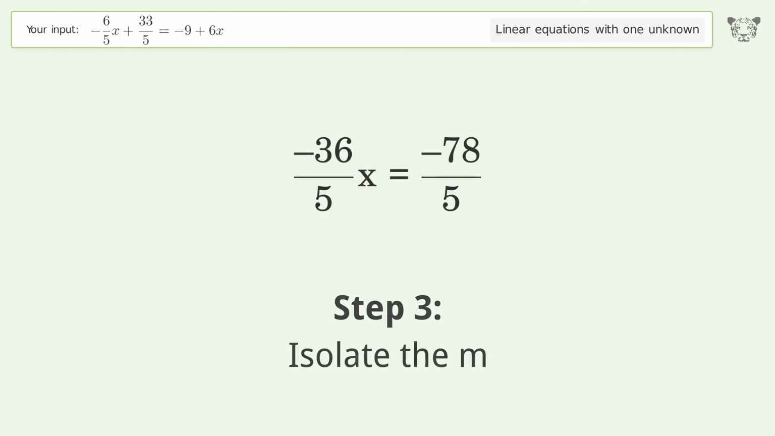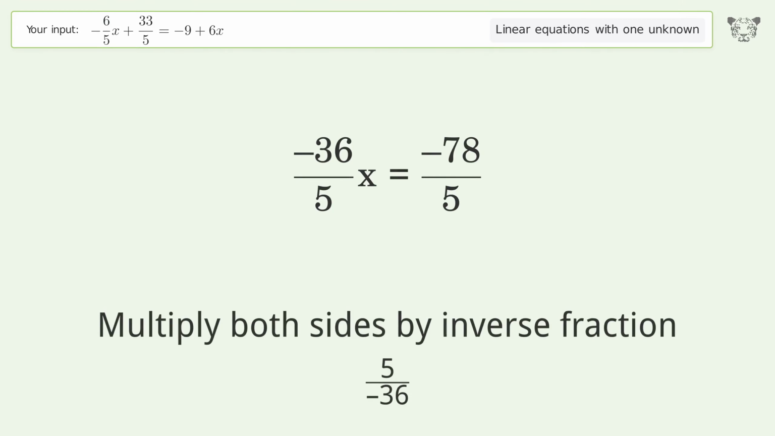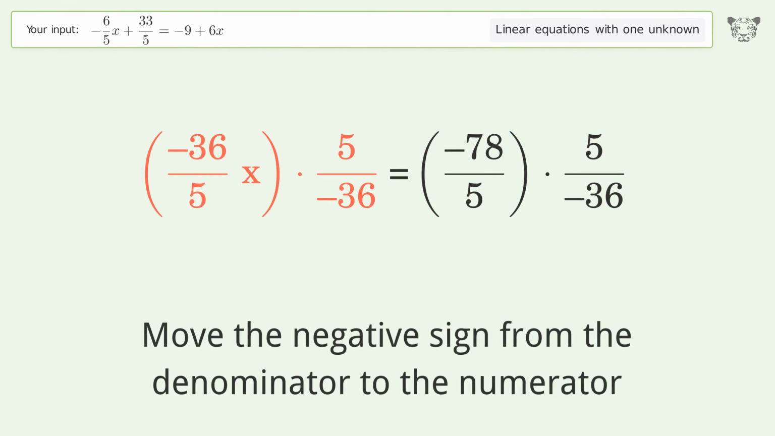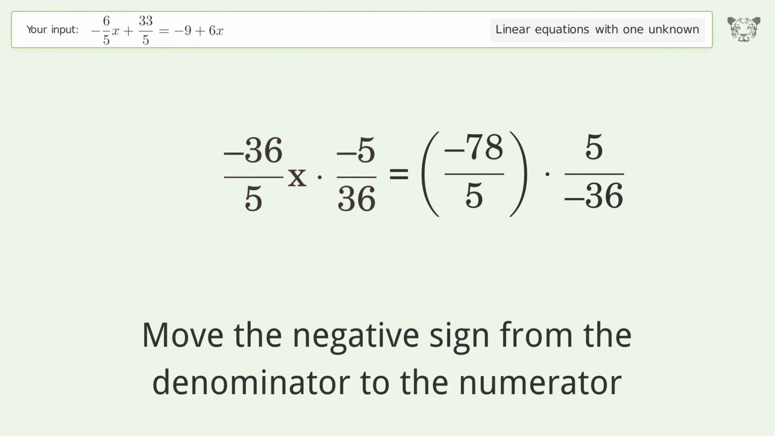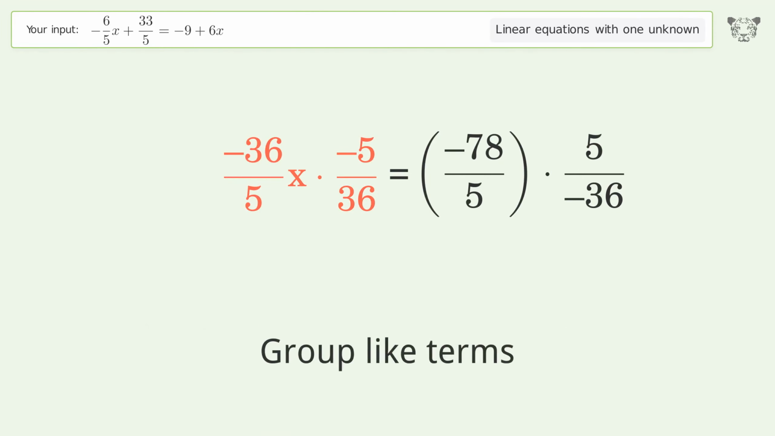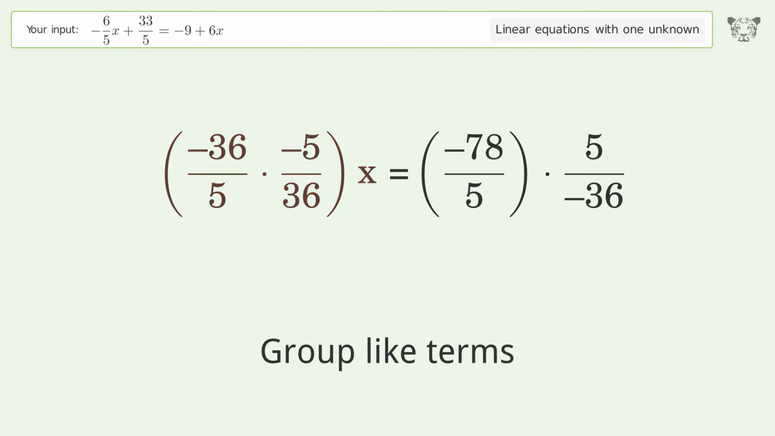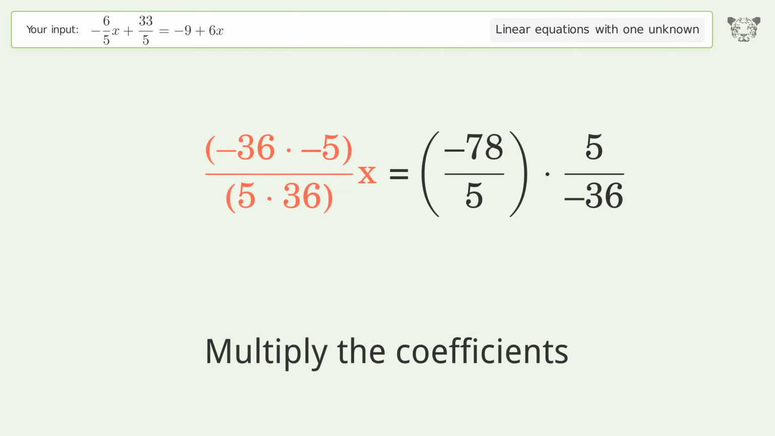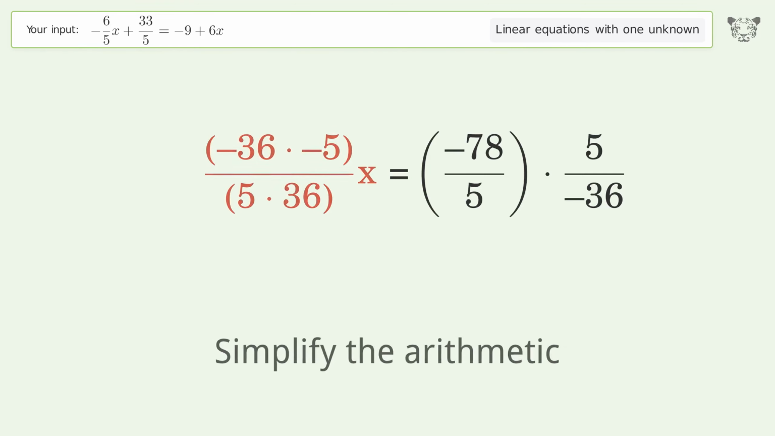Isolate the m. Multiply both sides by inverse fraction 5 over negative 36. Move the negative sign from the denominator to the numerator. Group like terms. Multiply the coefficients. Simplify the arithmetic.